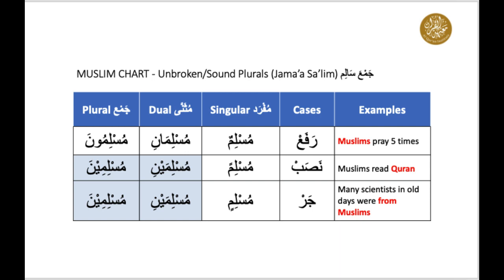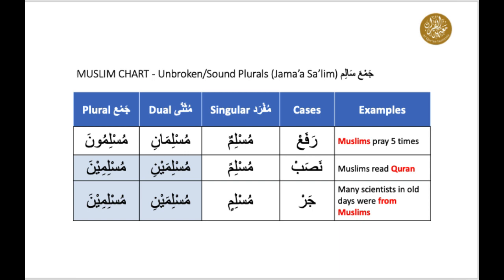Muslimun, Musliman, Muslimin. Muslimun is rafa status, Musliman is nasab status, Muslimin is jar status. Muslimun has got dhamma, that's why it's called marfu or rafa status. Musliman has got fatah, that's why its i'rab is mansub or nasab status. Muslimin has got kasra, that's why its i'rab is in majroor or jar status.